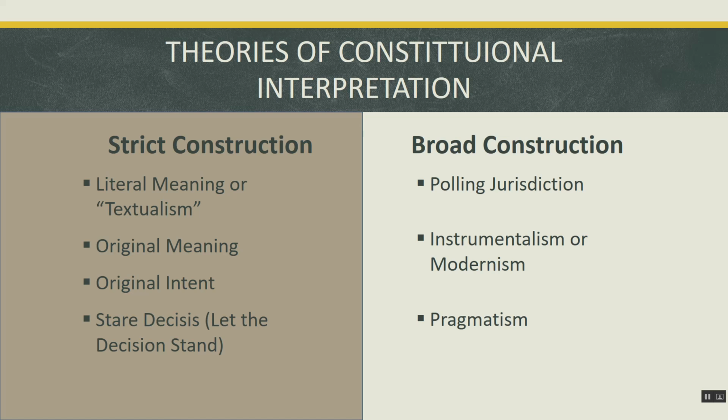Then we get original intent, which is, again, still strict construction, but even less so than original meaning. Original intent says it's not enough to focus on what the words in the Constitution literally meant at the time that it was written. You have to think about the intent behind their inclusion as expressed by the framers in documents like the Federalist and Anti-Federalist papers. So, for instance, the courts have told us that the freedom of press applies not just to literal printed media, but to modern forms of media that were not around at the time that the Constitution was written, including cable news, the internet, and radio.